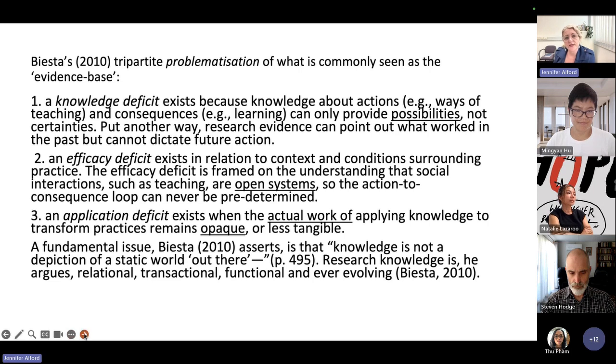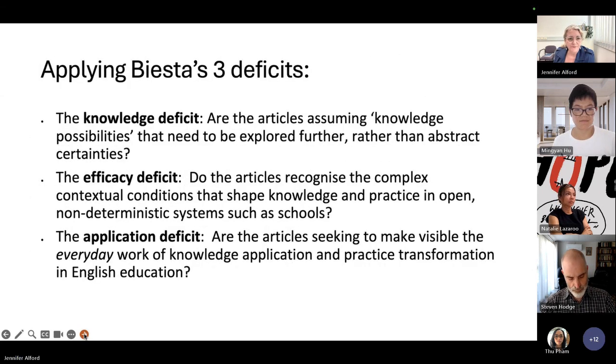So we thought those three problematizations of the evidence base were interesting, and we wanted to look at this particular journal and how the research shaped up in view of those three concepts. So we took those three ideas and we determined some questions that we could put to the data, and here they are. And we flipped them a little, and I'll explain how that worked out.